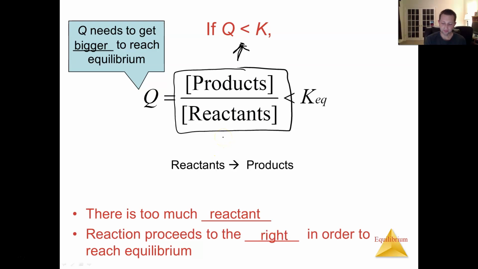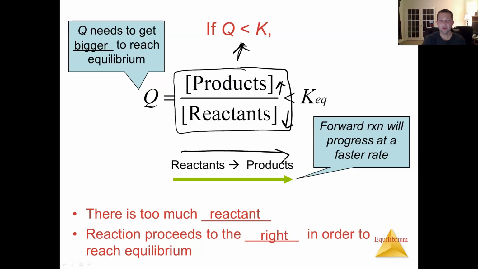In order to make Q bigger, my products need to increase and my reactants need to decrease. If I want to decrease my reactants and increase my products, I will shift in the forward direction. The forward reaction proceeds at a faster rate to reach equilibrium. We will shift forward until this Q value gets a little bit bigger, a little bit bigger, until it reaches KEQ and we're at equilibrium.